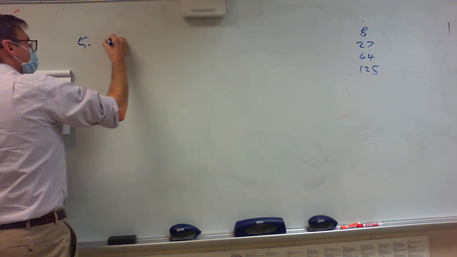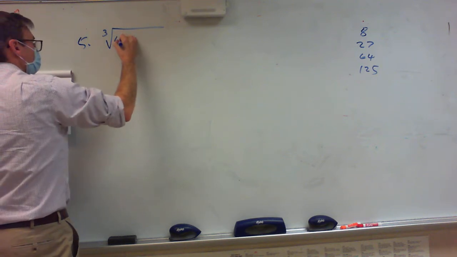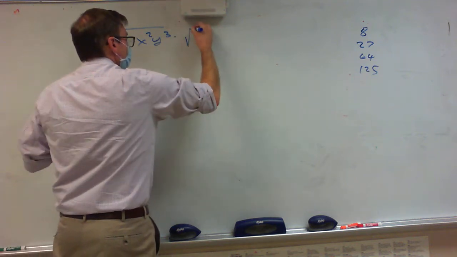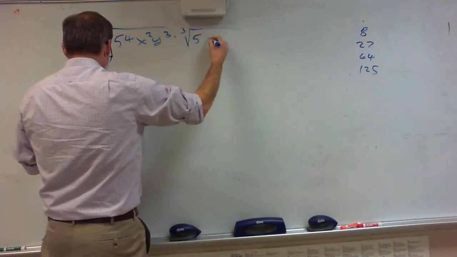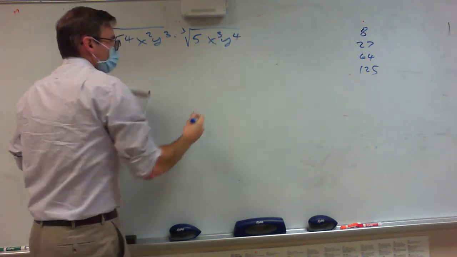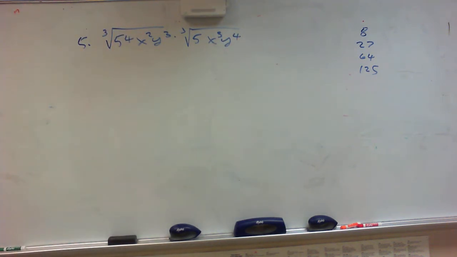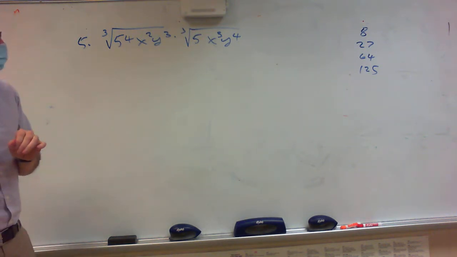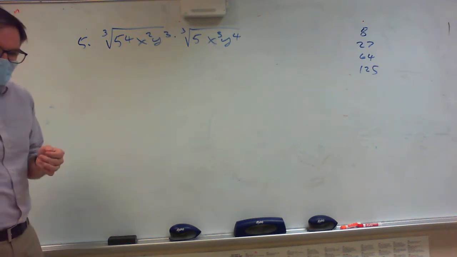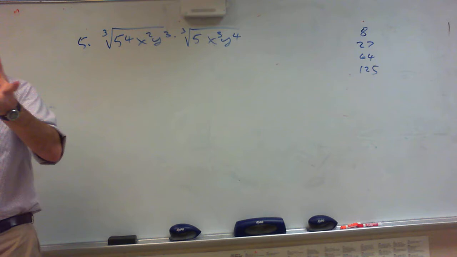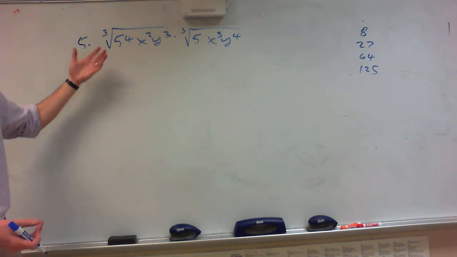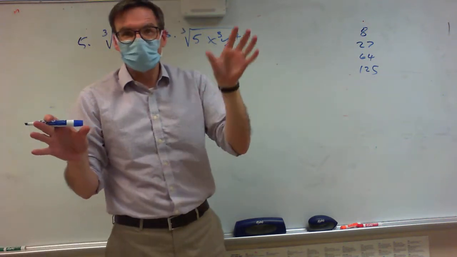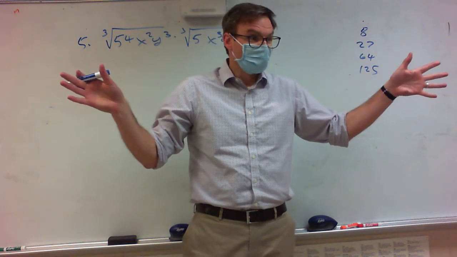Let's say I give you the cubed root of 54x squared y cubed times the cubed root of 5. I'll give you a little time to write that down. So what do you do when you're multiplying two cube roots together? Just like before, cubed root of something times cubed root of something is cubed root of a big thing. We just multiply it together.